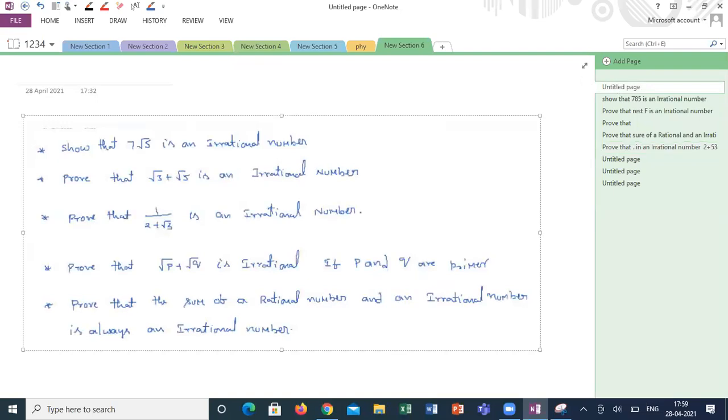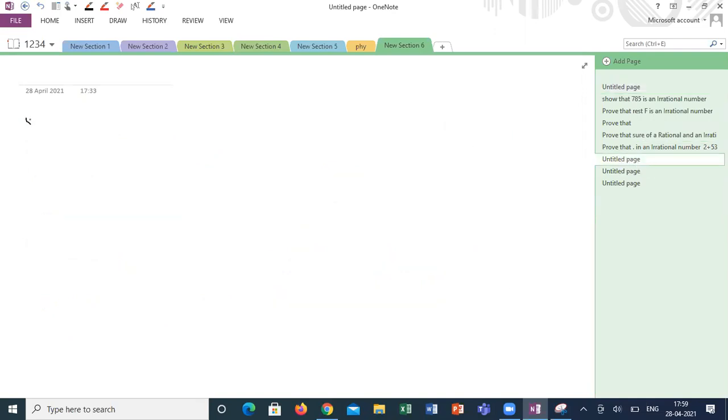Oh, this question we missed. Guys, I'm giving some more questions. You have to prove them now. I'm going to give 20 minutes time. Prove that root 6 is an irrational number.